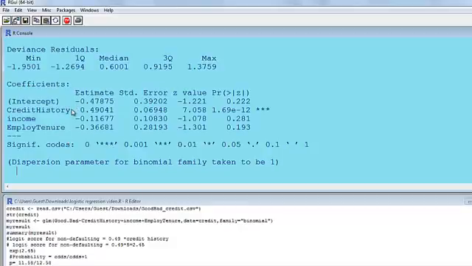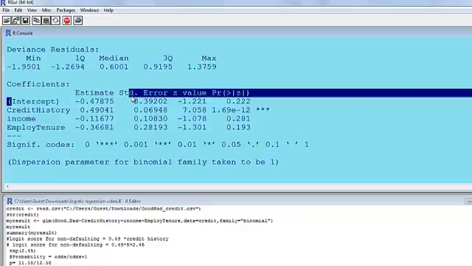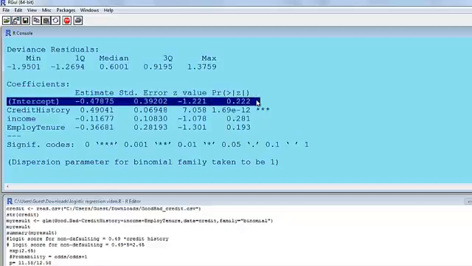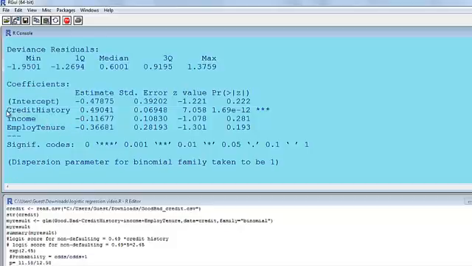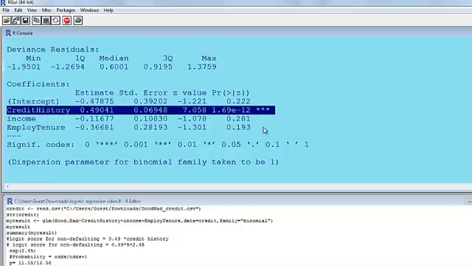So for example, let's take a look at the first coefficient, the intercept. The intercept is negative 0.487. It's actually the logit score of non-defaulting when the employee tenure, credit history and income are 0. Next, if you look at the coefficient of credit history, the value is 0.49. This simply tells us the increase in the logit score of non-defaulting when there is a unit change in the credit history.